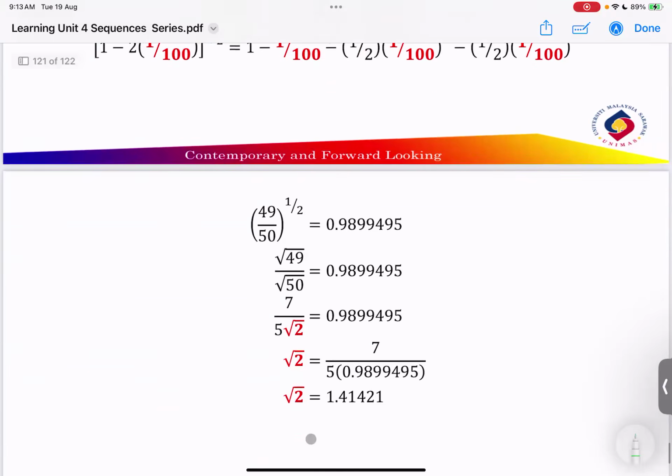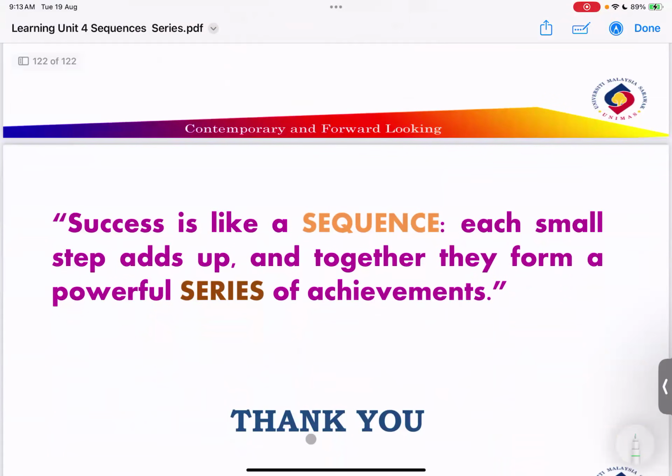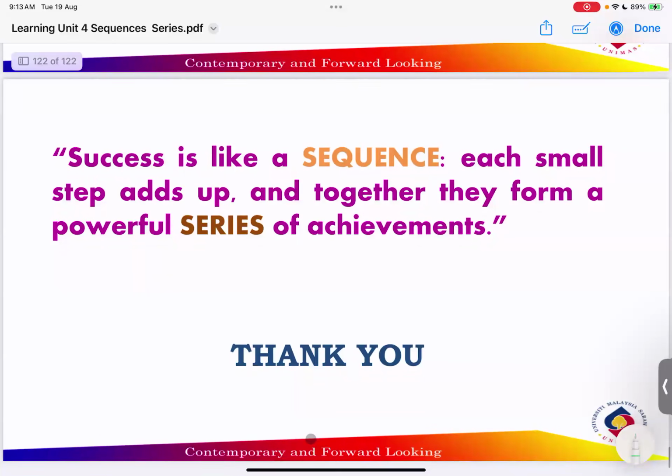Okay, all right. So that's all for the 4.5 subtopic. Thank you for watching, and for this topic overall, it's just like this quote. Success is like a sequence. Each small step adds up, and together they form a powerful series of achievements.